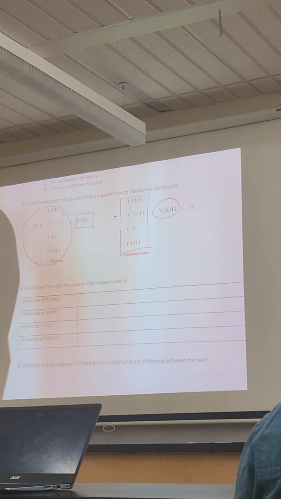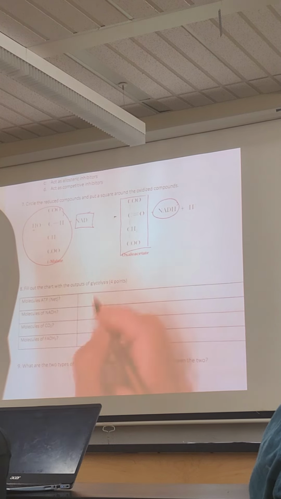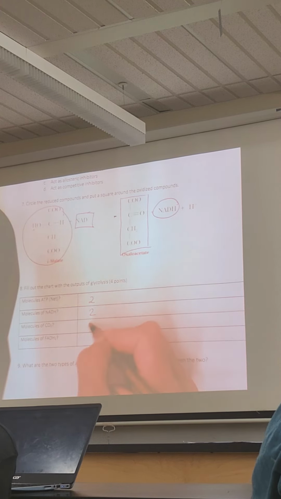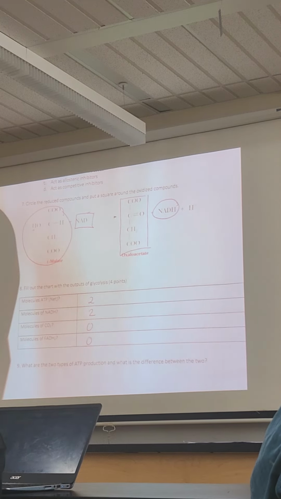All right, so number 8 is the chart for outputs of glycolysis. So for the net ATP, what number did you put? 2. And then NADH, 2, CO2, 0. Yeah. And then FADH2, 0. Okay, so 2, 2, and 0, 0.